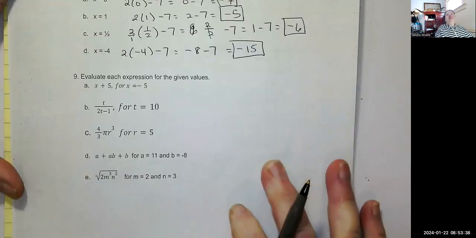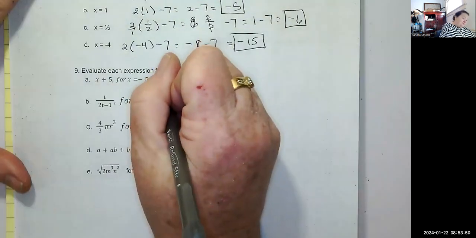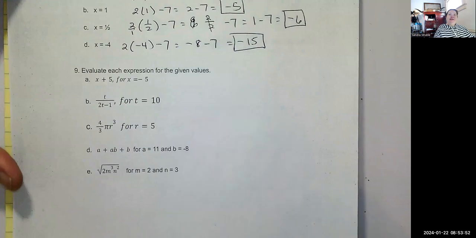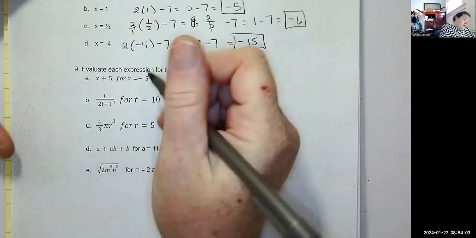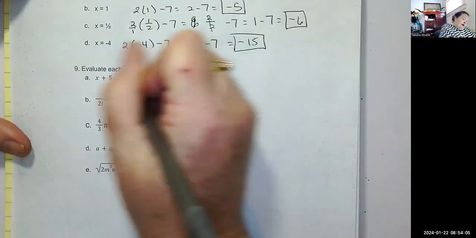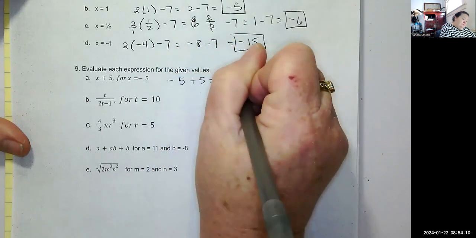All right. Evaluate each expression for the given values. So x plus 5 when x is negative 5. These are just plugging in for individual expressions. An expression does not have an equal sign. An equation does. So you can't solve for x unless there's an equal sign. We're not solving for anything here other than finding values of the expression. So this is just taking the negative 5, plugging in for x. It's negative 5 plus 5, which is 0.